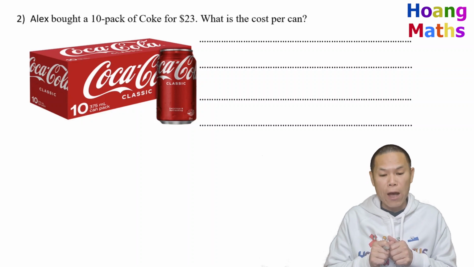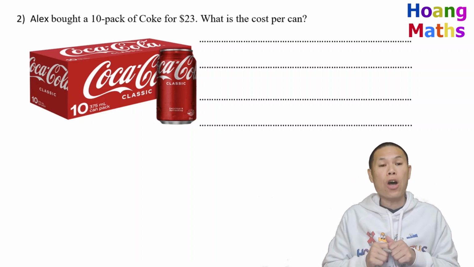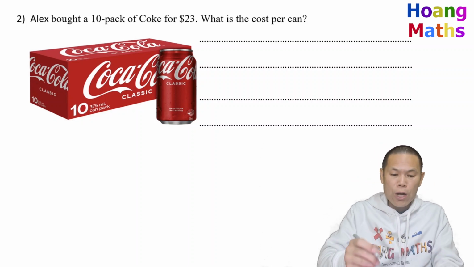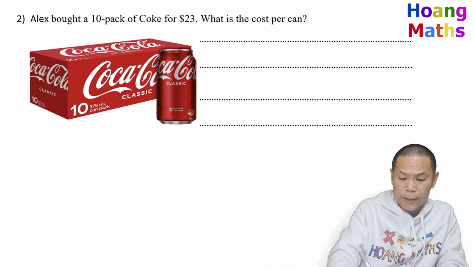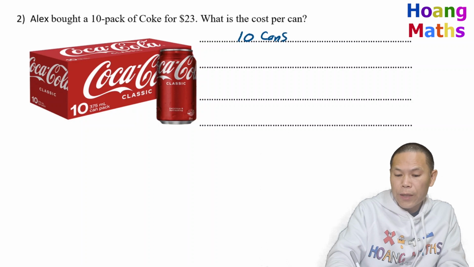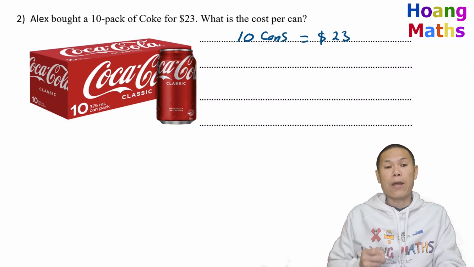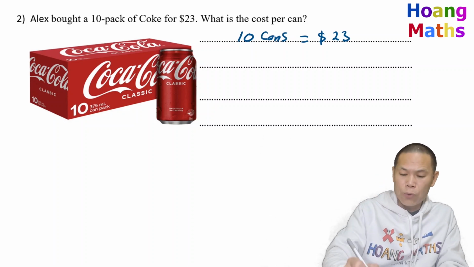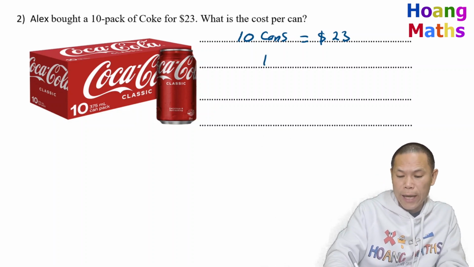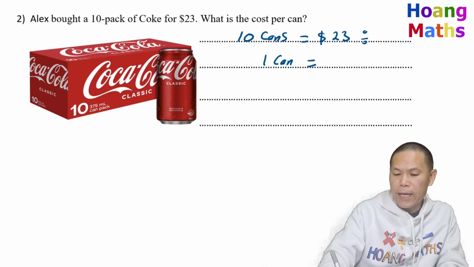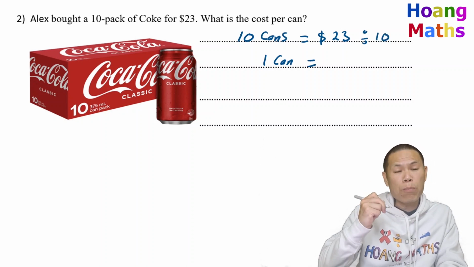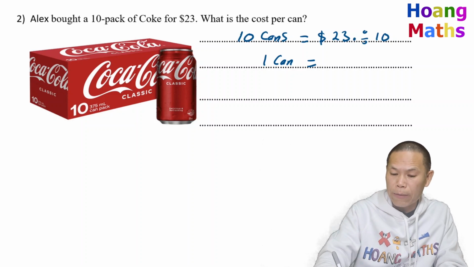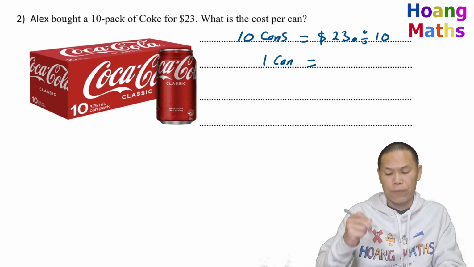So we need to work out how much it costs for 1 can. And we know that 10 cans is $23. And we want to work out 1 can, so we divide by 10. To divide by 10 here, there's no decimal point, which means it's right at the back. Decimal point at the end of number 3.